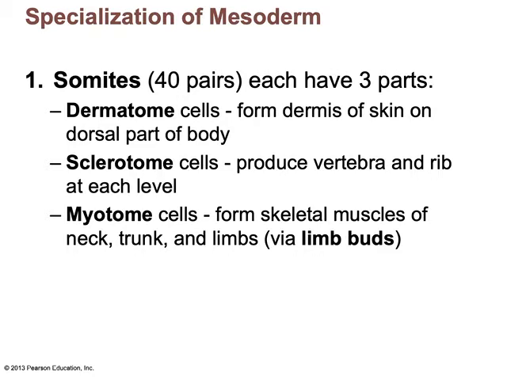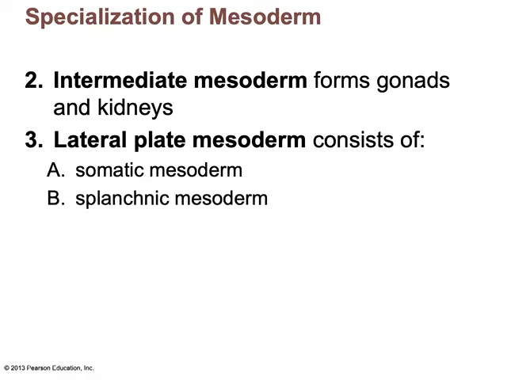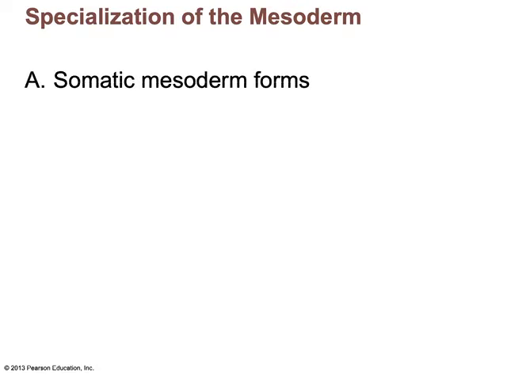And again, the names kind of tell you what they do. Dermis is referring to the skin. Sclera means hardened, okay? So that contributes to bone, and myo indicates muscle. Intermediate mesoderm is going to form gonads and kidneys. Lateral plate mesoderm has subdivisions, somatic and splanchnic mesoderm, okay?